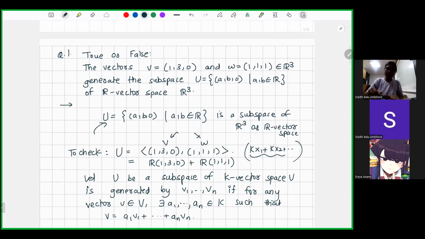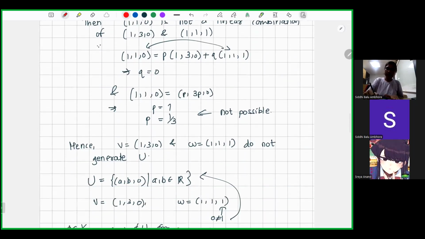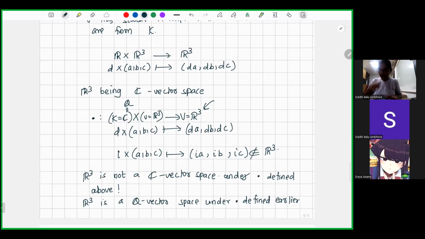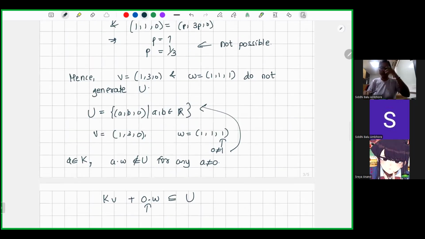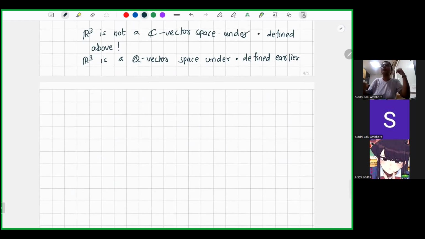So this is not true, okay? So this is false because the given elements U, V and W do not generate my U. And if we want to find what the generators of U are, then let us see.